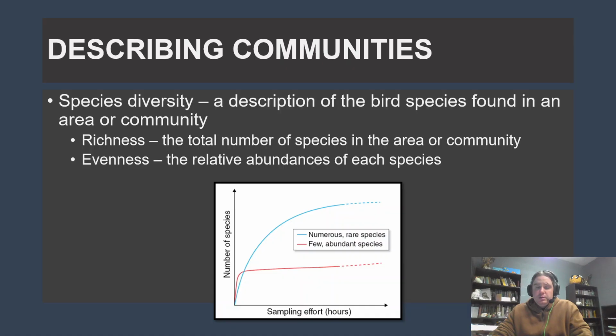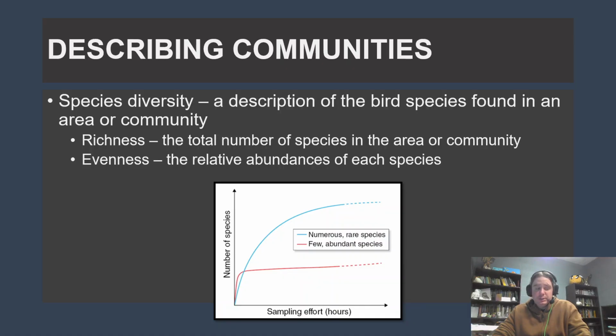We can represent this idea of evenness and abundance using the idea of plotting sampling effort. This is a species accumulation curve, is what this is called. Plotting sampling effort and then the number of species that are actually encountered given sampling effort.